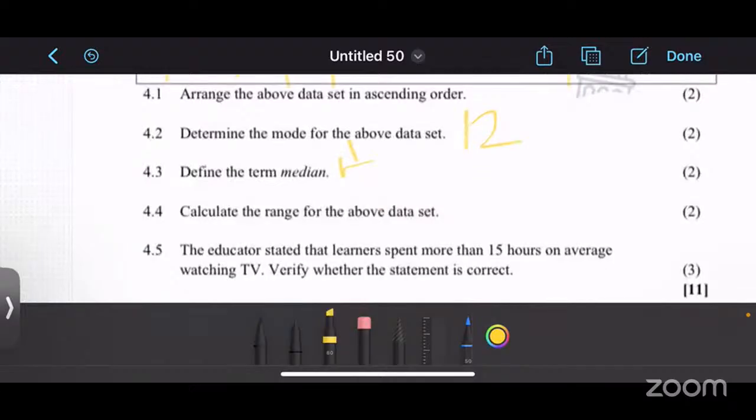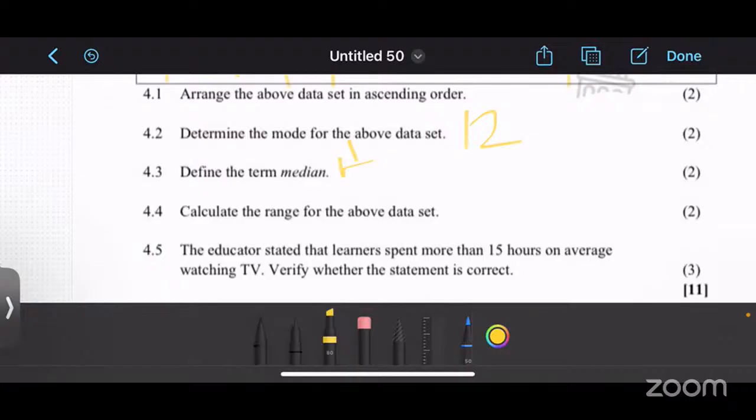Let's look at the other question. Calculate the range of the data set. What does range mean? What is the range of data? Ma'am, the range is the highest value minus the lowest value. Perfect. The highest was 30 and the lowest was 5. Therefore the range would be 25.